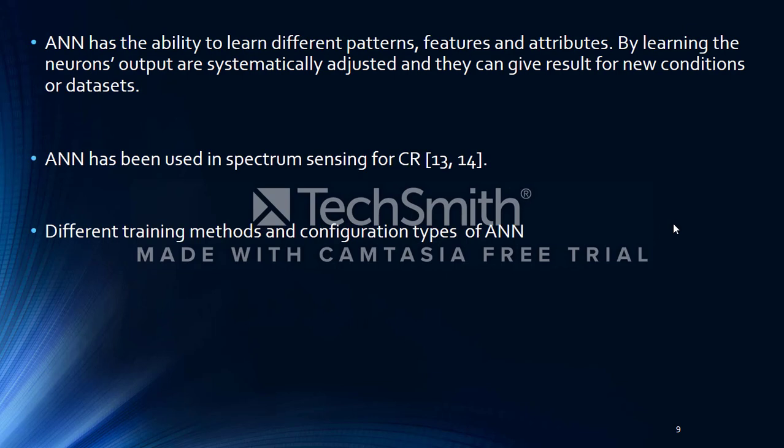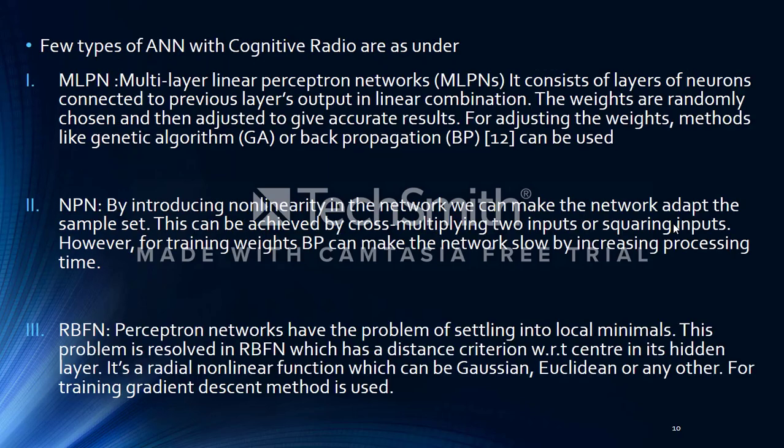Artificial neural network has the ability to learn different patterns, features, and attributes. By learning, the neurons' outputs are systematically adjusted and they can give results for a new condition or data set. Artificial neural network has been used in spectrum sensing for cognitive radio, with different training methods and configuration types. A few types of artificial neural network with cognitive radio are as under.